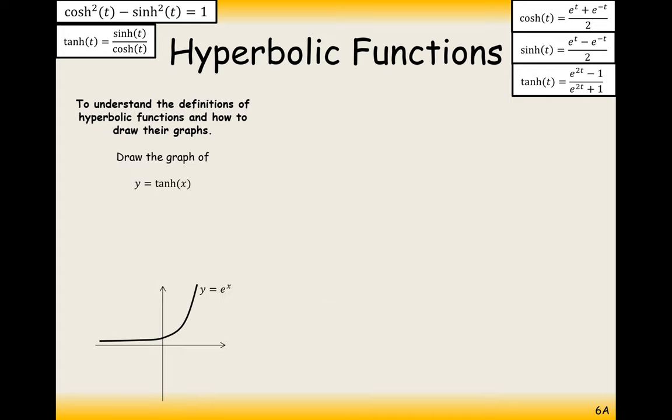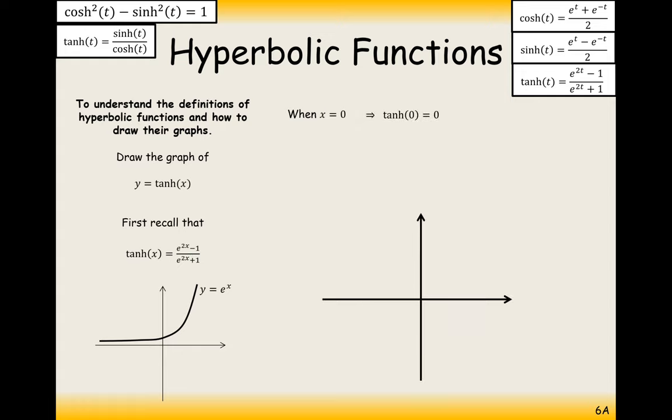But for the tanh graph, we need to know what e to the x looks like, because it's going to be e to the 2x minus 1 over e to the 2x plus 1. So let's think about it. As x is equal to 0, sorry, 1 minus 1 is 0 on the top. Doesn't matter what's on the bottom, it's going to be 0. So it's going to be 0 at 0.